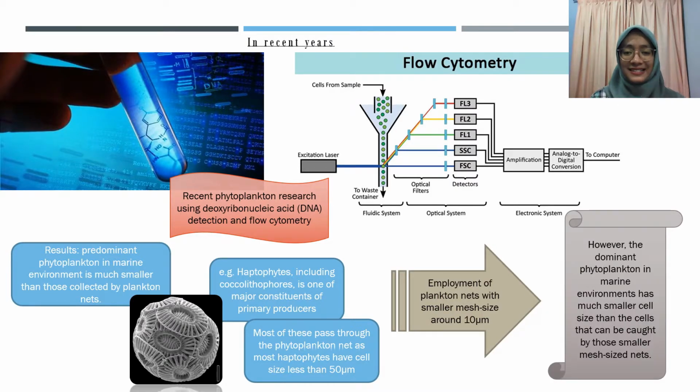So the scientists decided to employ plankton net with smaller mesh size around 10 micrometer. However, the dominant phytoplankton in marine environments has much smaller cell size than the cells that can be caught by those smaller mesh-sized ones. The scientists then found that the dominant phytoplankton in marine environments has way smaller cell size than the cells that can be caught by those smaller mesh-sized nets.